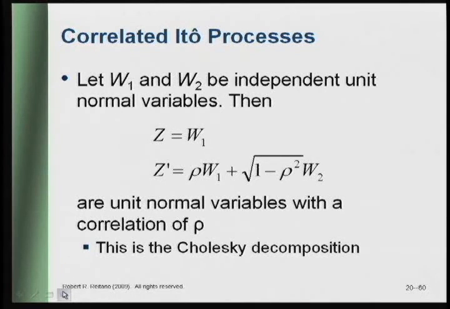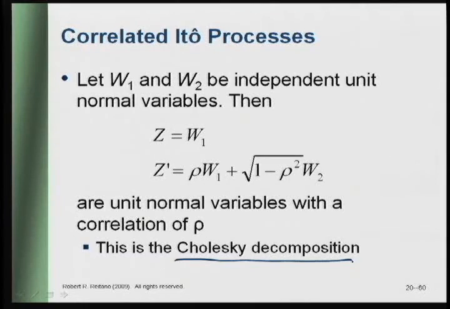From independent normal random variables, we can create correlated random variables by this simple formula. It's known as the Cholesky decomposition, and it can be generalized whereby we can start with n independent unit normals and create n unit normals that have whatever correlation structure we desire. We only need to look at the two-dimensional case, and that's what we'll do here.